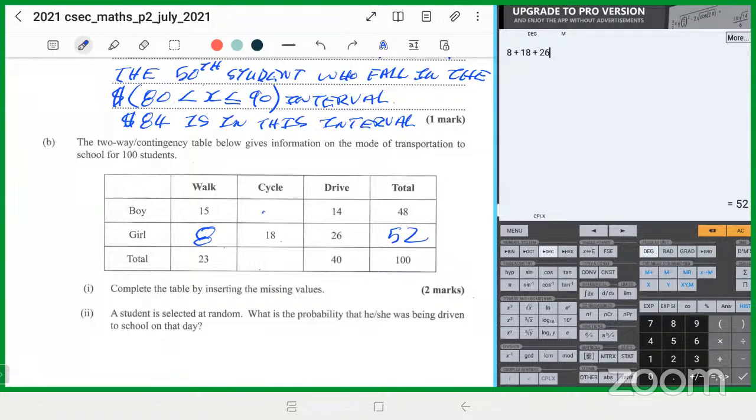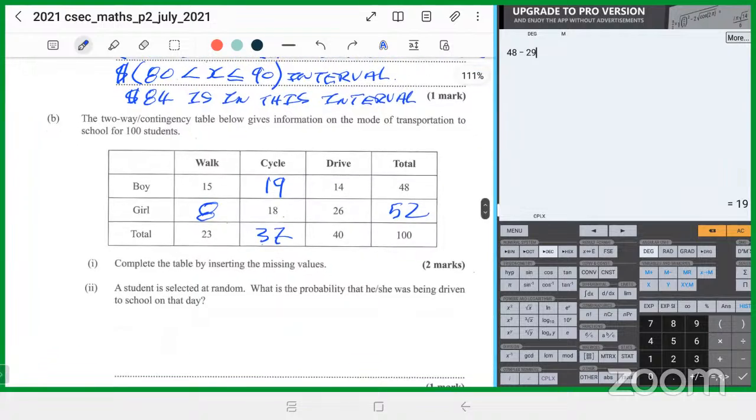For right here now, what we can do is this value minus these two. And these two add up to 29. So we can do 48 minus 29. I get 19. And then 19 and 18 give you this value, which is what? 37. And you can double check if these give you back the 100. And they do. So the table is completed. Easy like that. That part finished.